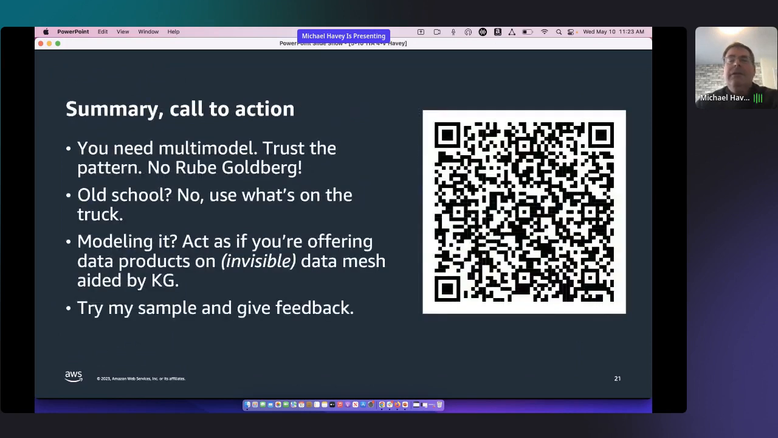So to summarize and wrap up, you probably need to build multi-model solutions. You should use a pattern like what I've described and break it down. You won't end up building a Rube Goldberg machine. Old school was great, but now you want to use what's actually on the truck and incorporate more services. The approach that we've taken is to use the idea of data mesh assisted by knowledge graph. And there's my sample if you want to give it a try on your own.